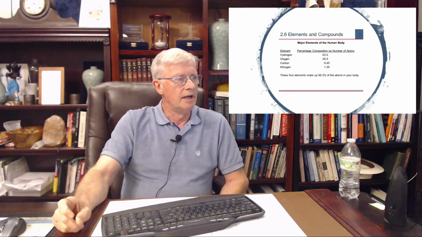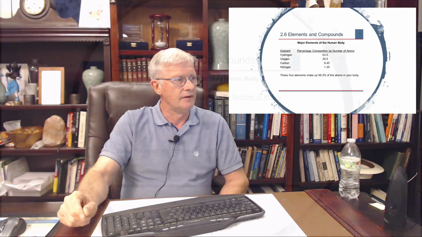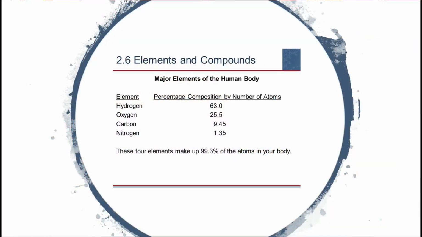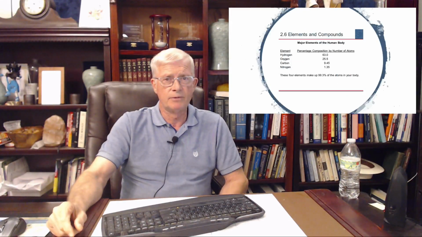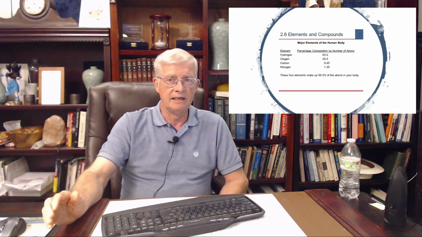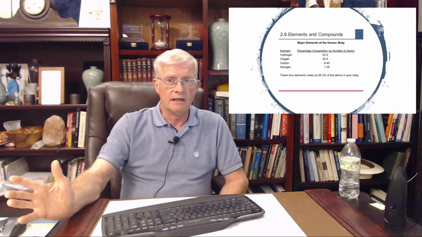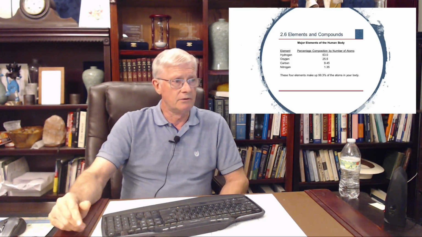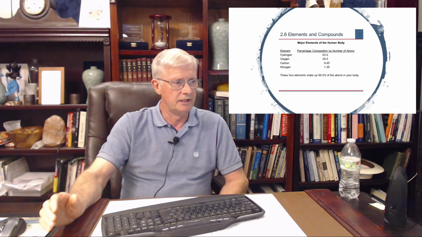Looking at carbon another way, you can see on this little chart that when we're not dry weight but wet weight, about 63% of the atoms in our body are hydrogen. Now, hydrogen's a little tiny atom, so by weight it would be much less. Oxygen is 25.5% of the number of atoms in our body. Carbon makes up about 9.5%, and the rest, all the other atoms together, is only about 1.35% of the atoms.